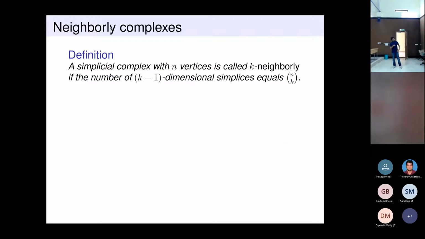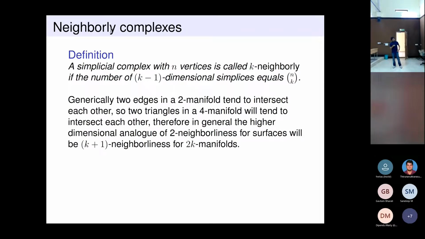And the conjecture is a generalization of this to a general 2K manifold. A simplicial complex with n vertices is called K neighborly if it has all the K minus 1 dimensional simplices.